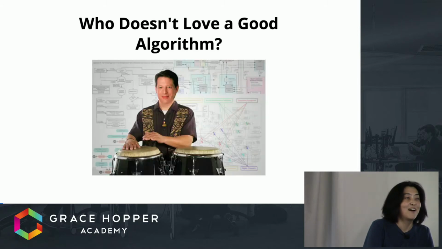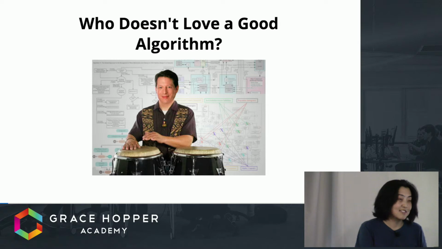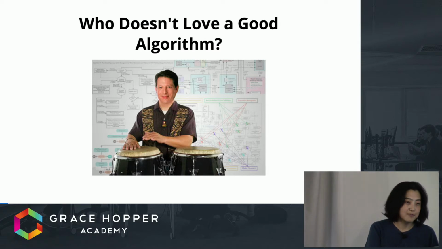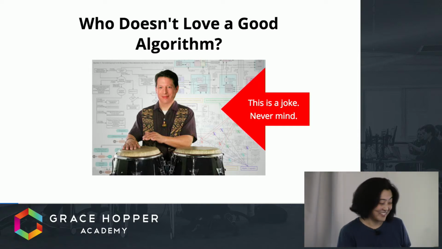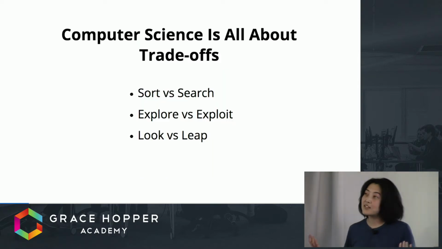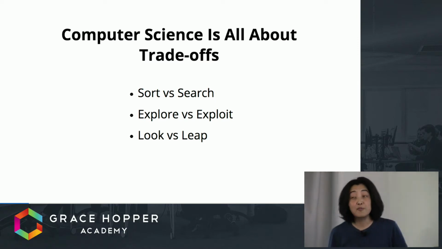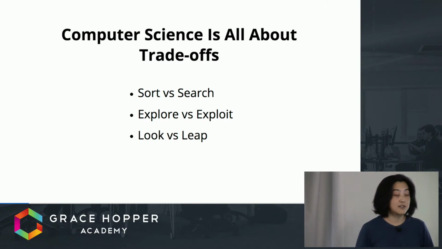Okay. So we've learned about how algorithms are step-by-step processes that can help us solve problems. Oh, you guys get the joke, okay. And this is really important in computer science because in computer science, you come across a lot of problems related to trade-offs. And today I'm going to talk about 3 kinds of trade-offs.